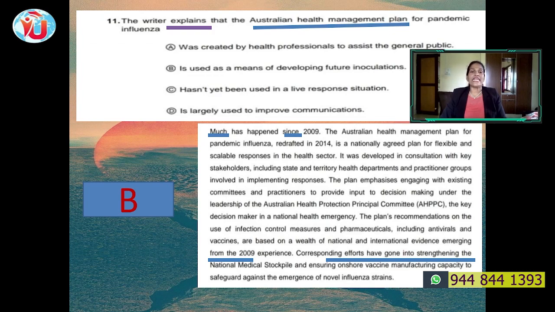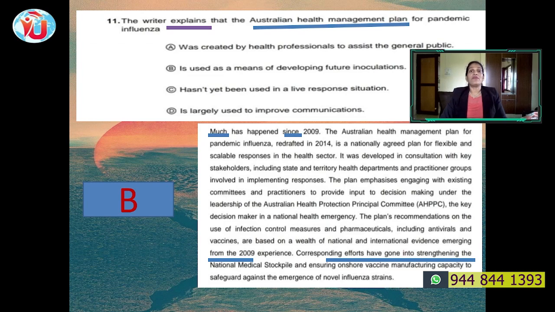It was developed. You see, here it gives the reference. It is a reference to the Australian Health Management Plan. It was developed in consultation with key stakeholders, including state and territory health departments and practitioner groups involved in implementing responses. The plan emphasizes engaging with existing committees and practitioners to provide input to decision making under the leadership of the Australian Health Protection Principal Committee, the key decision maker in a national health emergency.